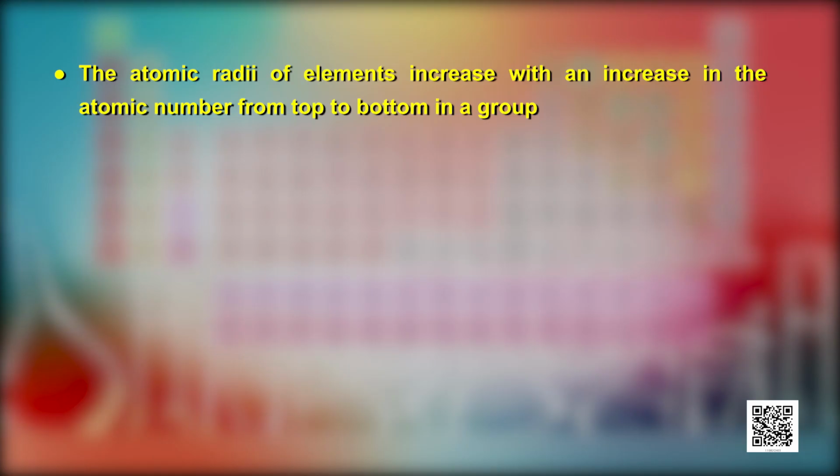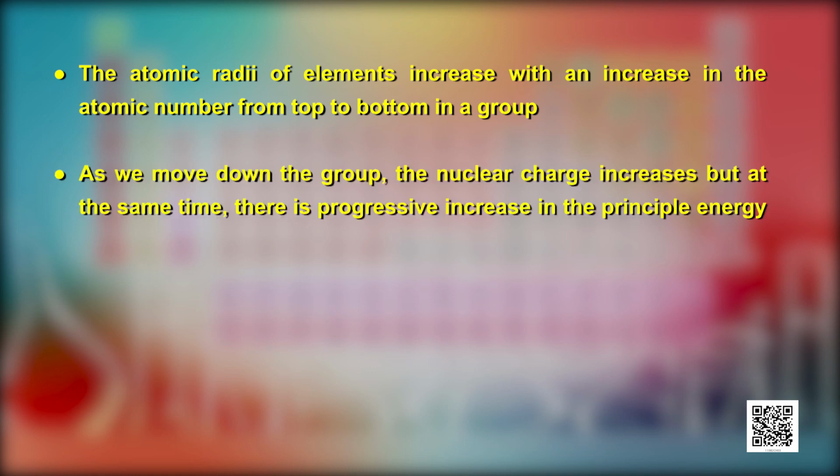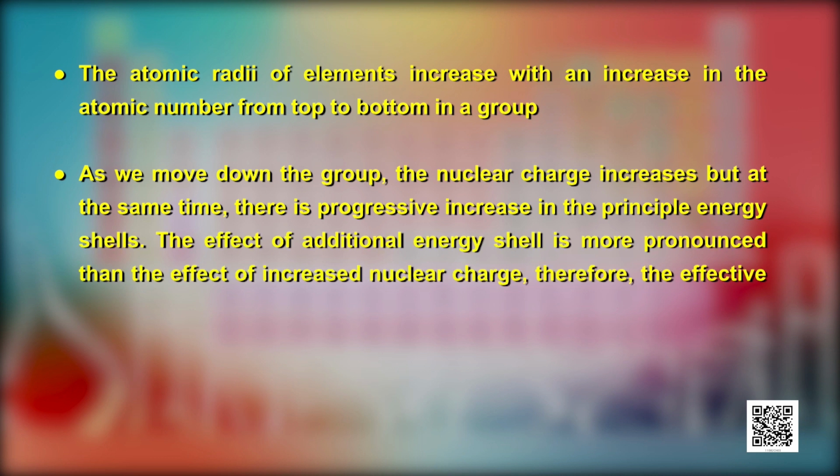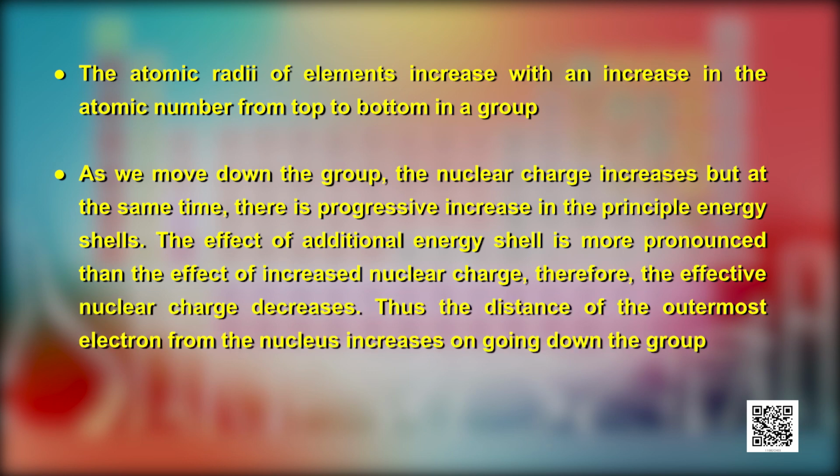Let us now learn about the variation of atomic radii in a group. Atomic radius increases from top to bottom within a group. As we move down the group, the nuclear charge increases, but at the same time, there is a progressive increase in the principal energy shells. The effect of the additional energy shell is more pronounced than the effect of increased nuclear charge. Therefore, the effective nuclear charge decreases. Thus, the distance of the outermost electron from the nucleus increases on going down the group.